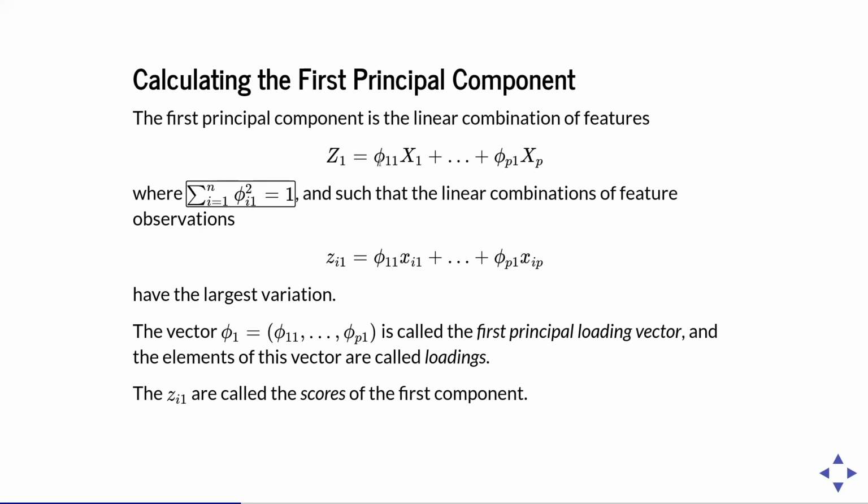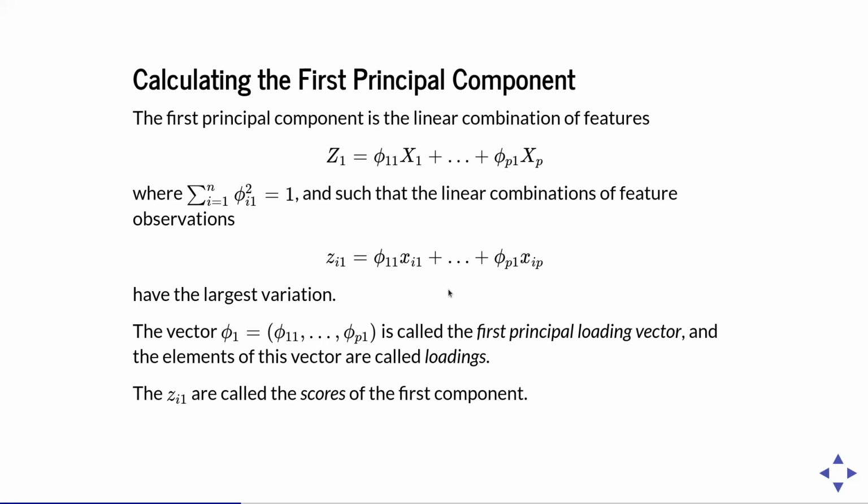And what we require of these phi's is that the linear combinations of the feature observations, z_i1, that look like this, have the largest variation. So if you take the standard deviation of these z's, then these are the coefficients that will give you that largest standard deviation. This vector of coefficients, we'll call it phi 1, is called the first principal loading vector. And the elements of this vector are called loadings.